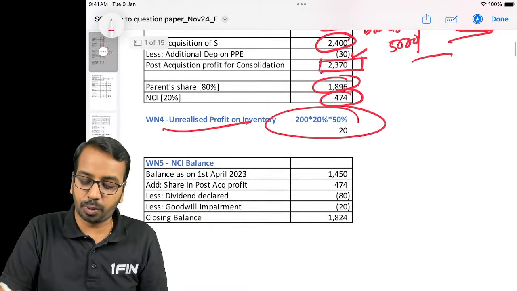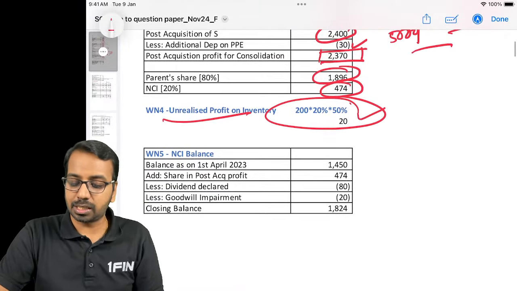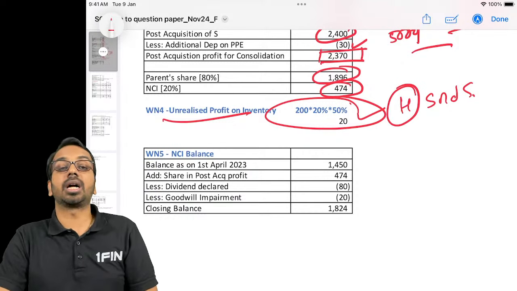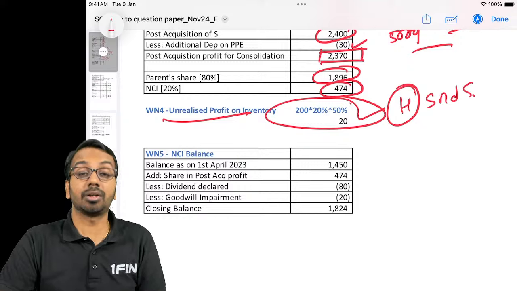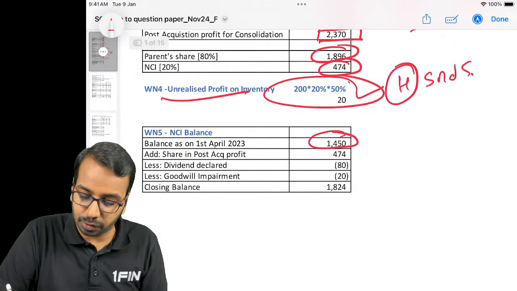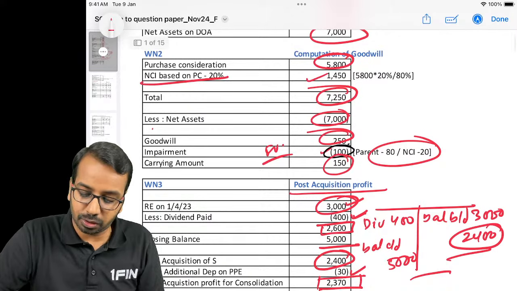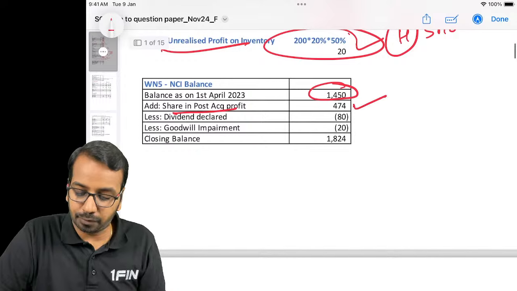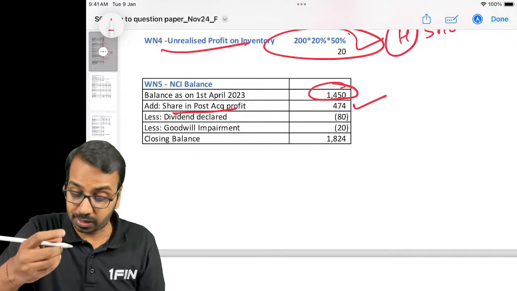Unrealized profit on inventory 20 we have already calculated. Now this H has sold to S, parent has sold, so we will adjust from the consolidated earnings or retained earnings of parent only. NCI balance as on 1st of April 1,450, this is based on this calculation. Then sharing post acquisition profit 474 from the second working note.